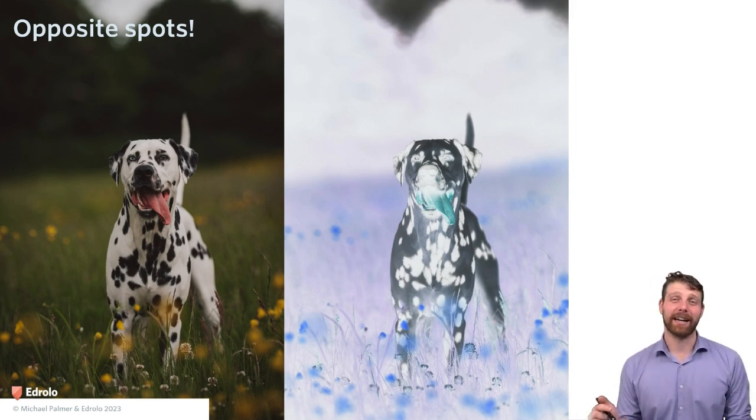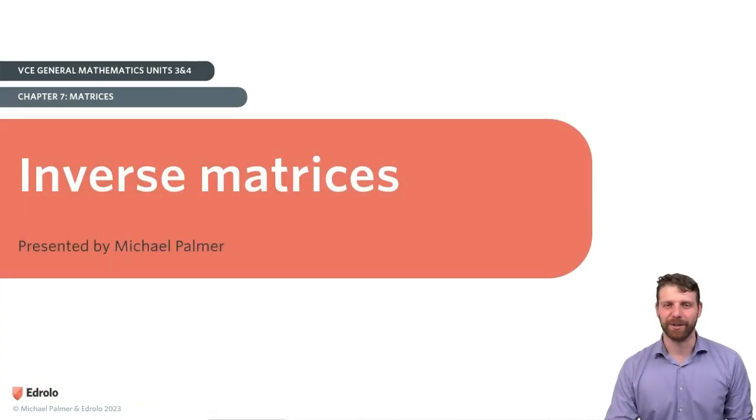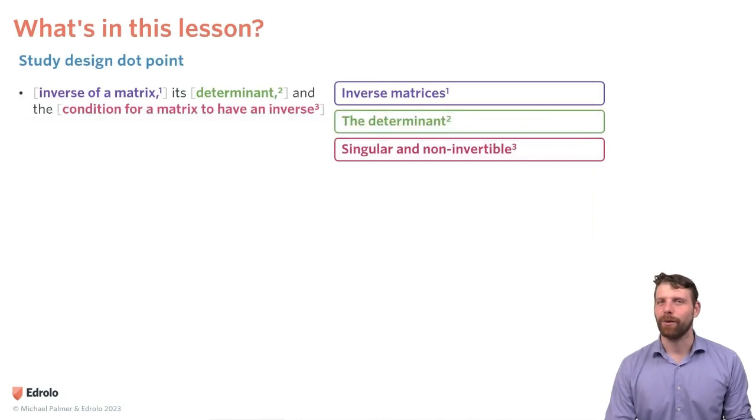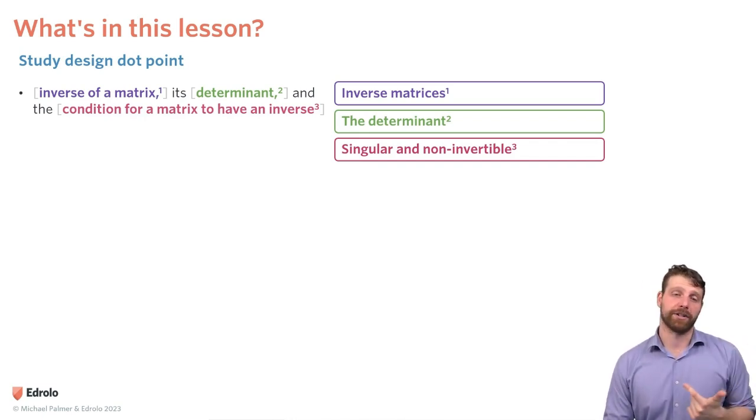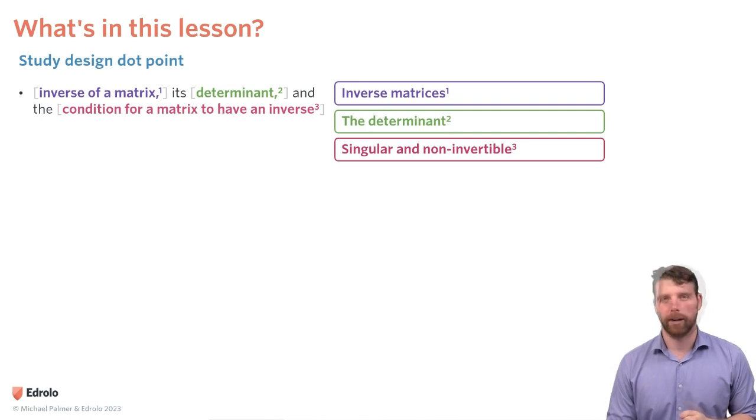Okay, let's dive in and have a look at what matrix inverses look like. All right, so welcome to inverse matrices. Today, we've got 3 main points to look at: inverse matrices, the determinant, which is something that we need to find the inverse, and the definitions of singular and non-invertible. All right, let's have a look.